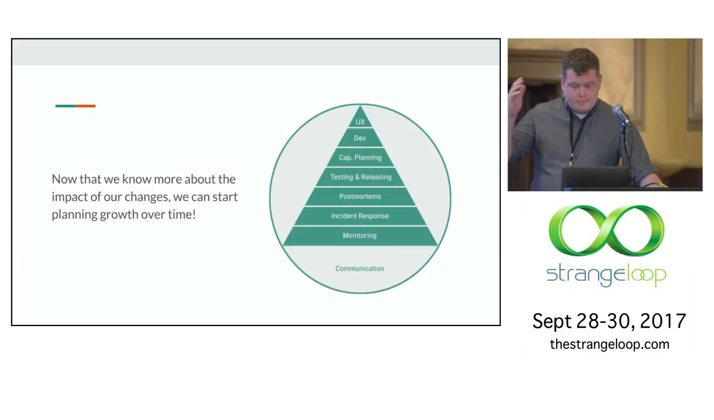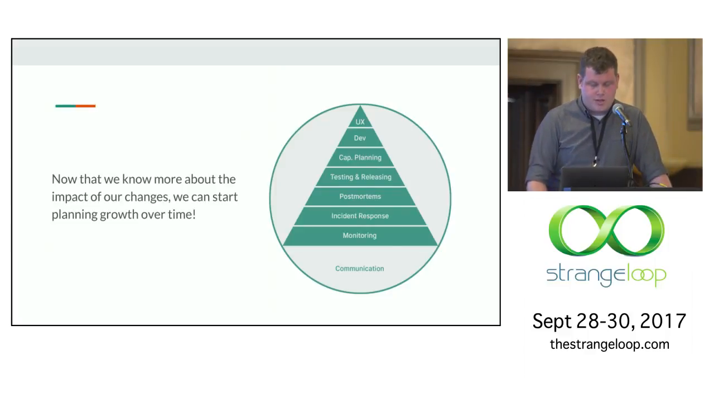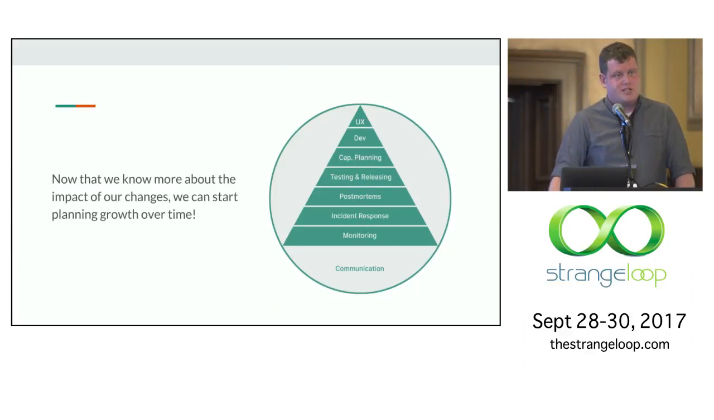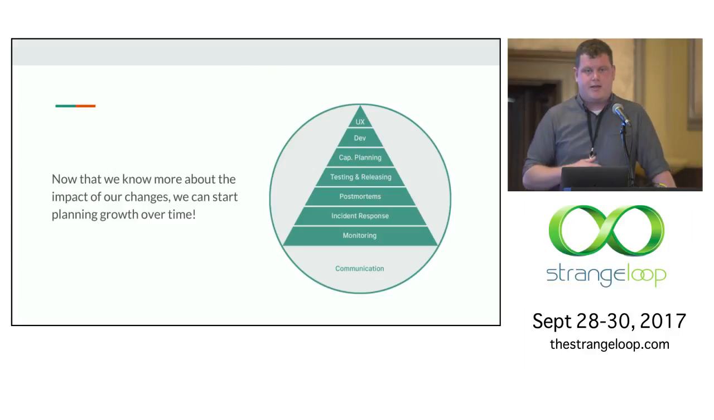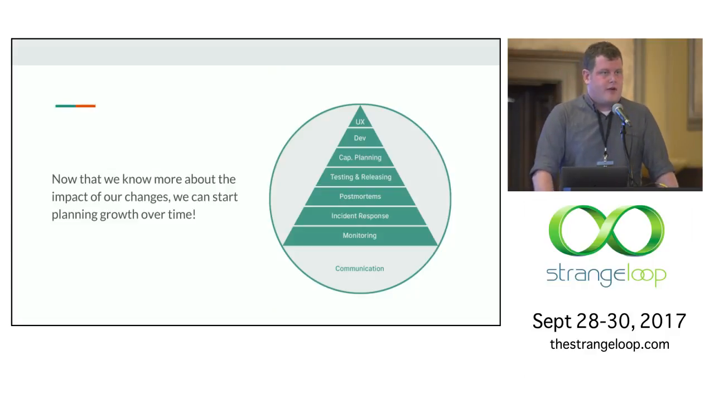All right, so testing, releasing. We sort of know what the impact of our changes is because we're monitoring our system, and we know when we're testing, or we know when we're releasing things. So the next thing is to figure out how we're going to grow over time. It's often called capacity planning.